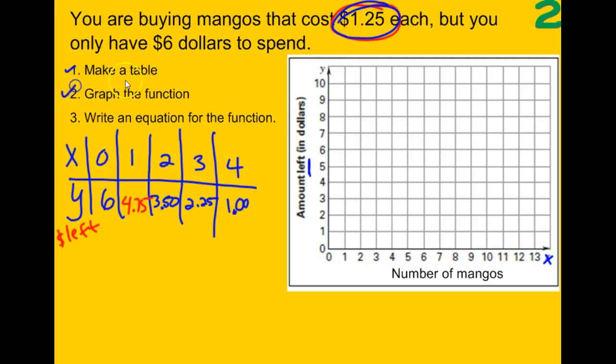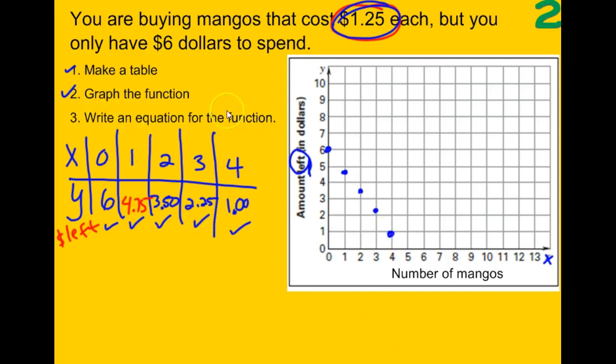So then let's graph this. At 0 mangoes right here, we would have $6 left. At 1 mango, we bought 1 mango, $4.75 left, somewhere about there. Then 2 mangoes, we have $3.50 left. 3 mangoes, $2.25. And then 4 mangoes, we'd have $1 left.